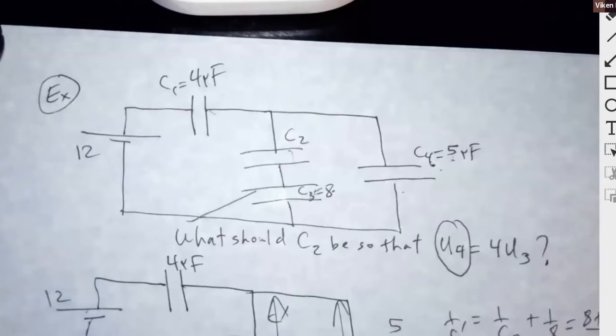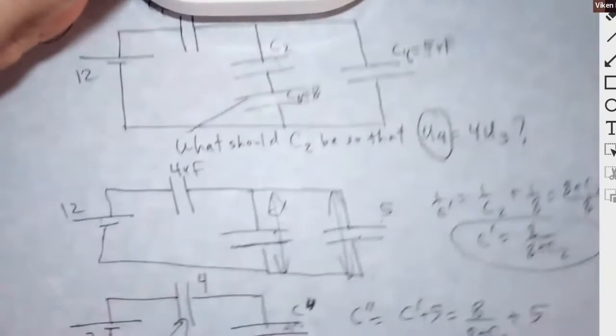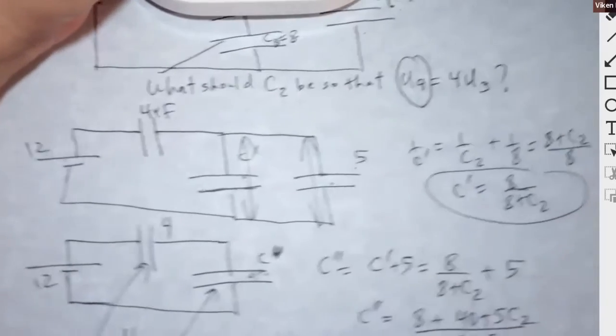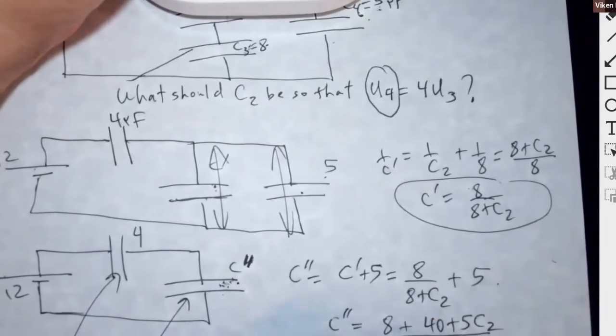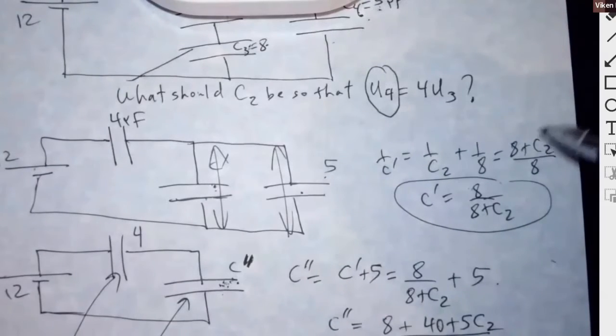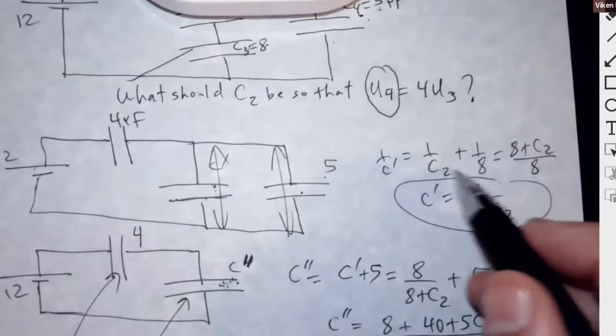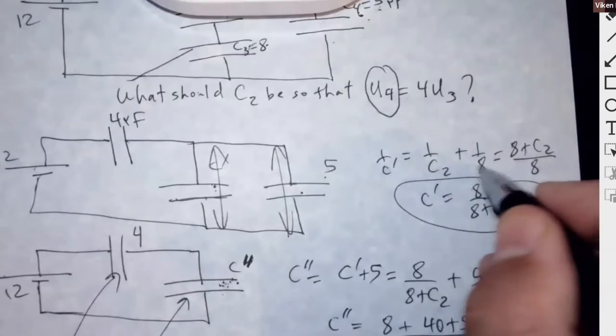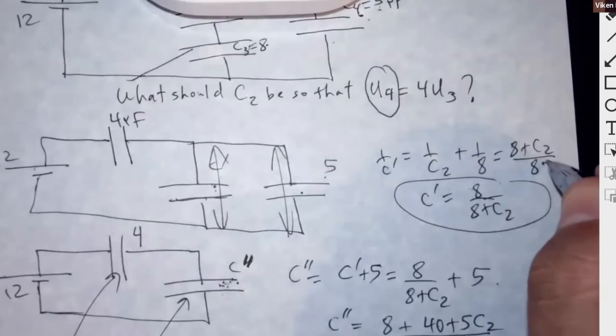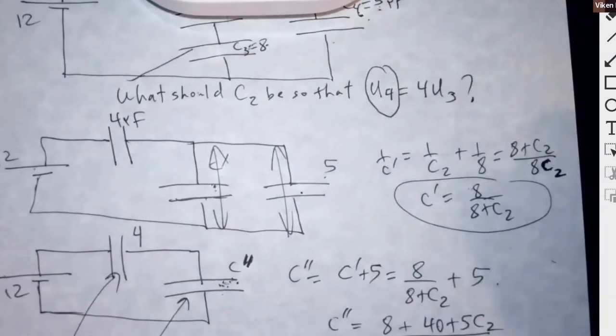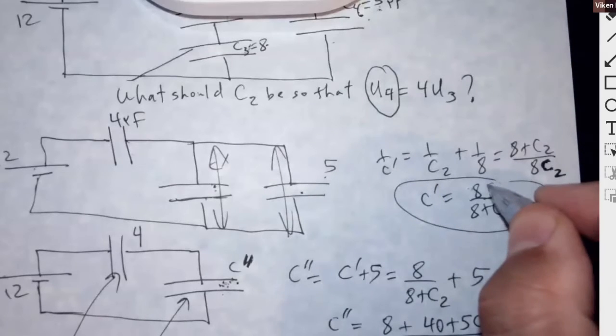Yep, I made a mistake. Yes, I made a mistake. Okay, here it is. I didn't multiply this by 8C2. Gosh, how did I forget that? Okay, so then you have 8C2.